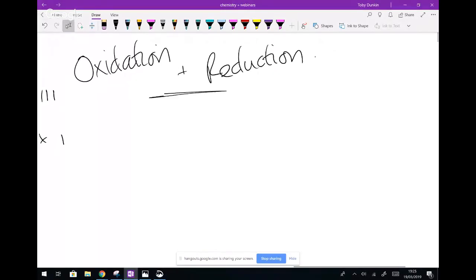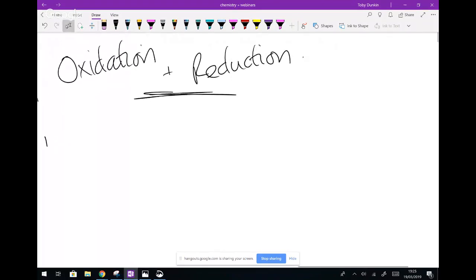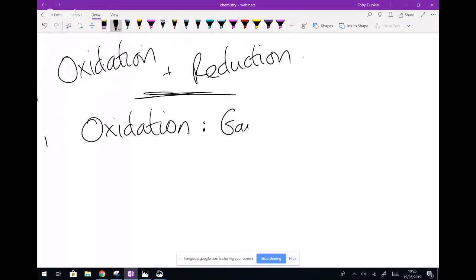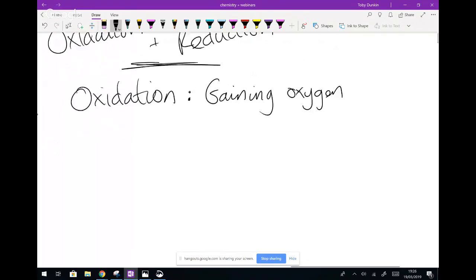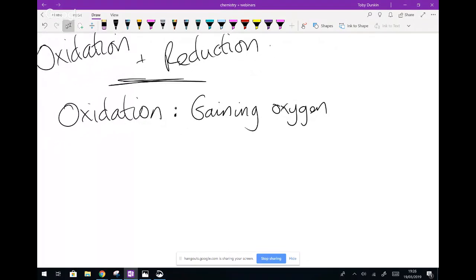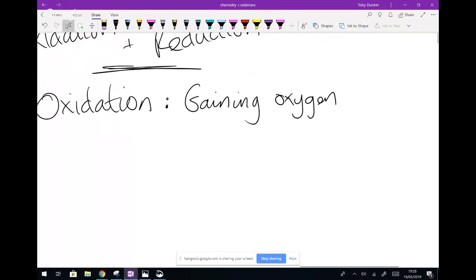So the key things to oxidation and reduction, folks. Number one, oxidation. Oxidation is gaining oxygen. That's important. That was the first thing you learned, and I really want to emphasize this, folks. That is the very first thing you learned when you came across that word. If somebody gains oxygen, then they're going through oxidation.